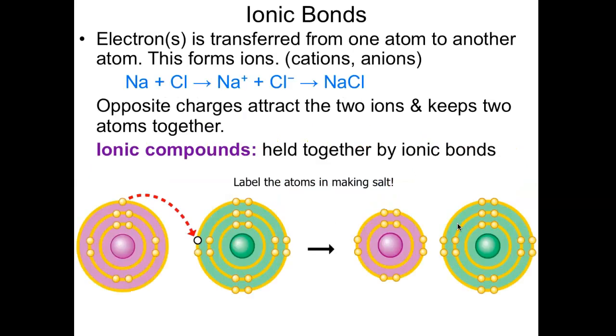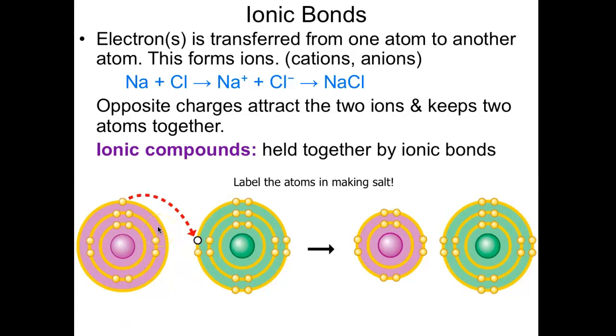So the first kind of bond we're going to talk about is called an ionic bond. This is where opposite charges attract. The typical example of an ionic bond is salt. So sodium and chloride, when they come close together, this is a little bit of chemistry, but you won't need to know it, this is just for your understanding.